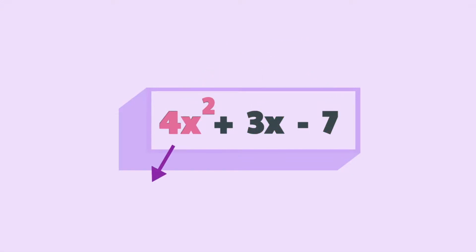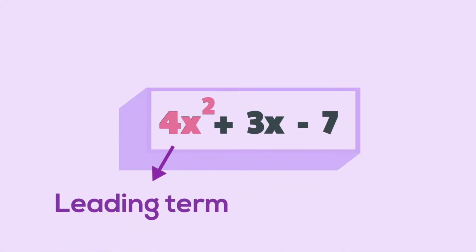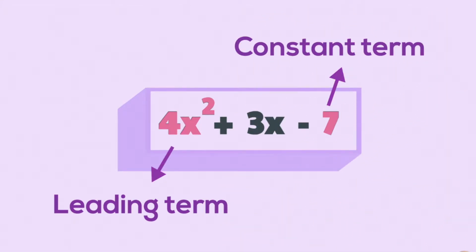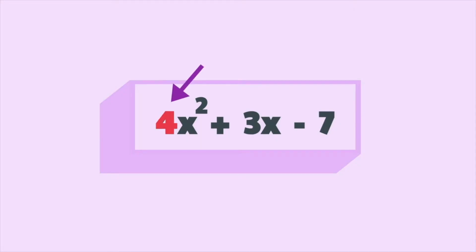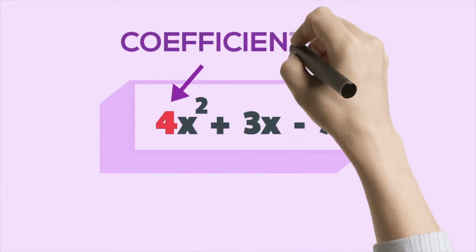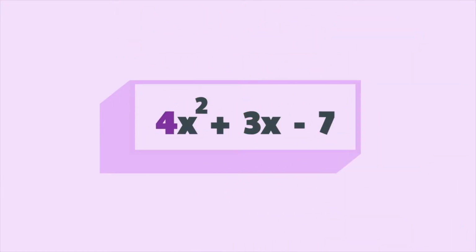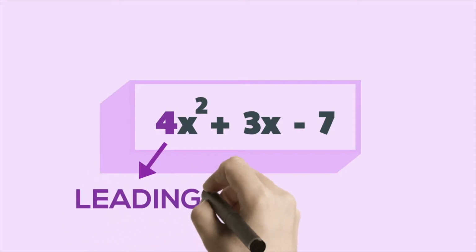4x squared is a leading term, while minus 7 is a constant term. Now remember these two vocabularies: leading term and constant term. If a variable is multiplied by a number, then the number is called coefficient. In this case, 4 and 3 are coefficients, and 4 is the leading coefficient.